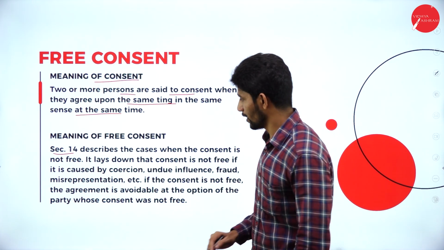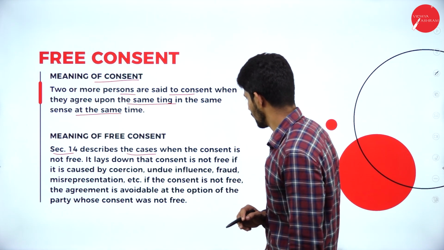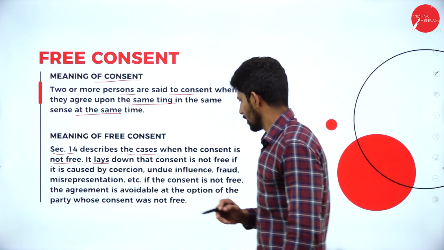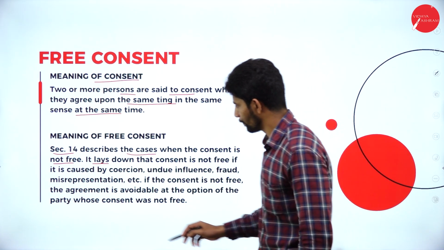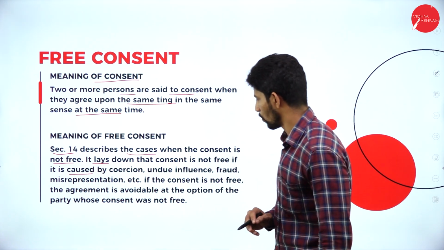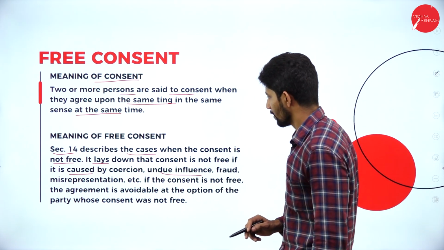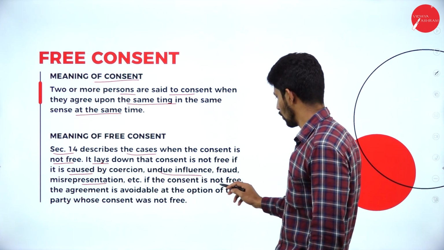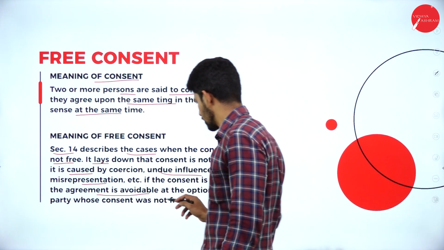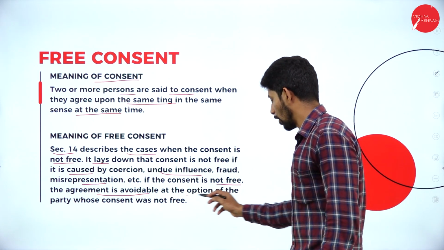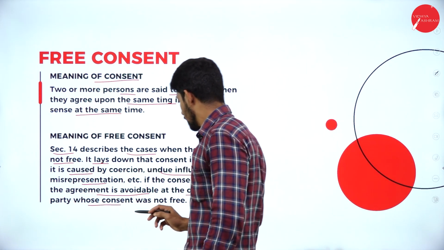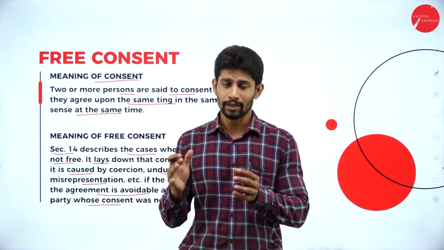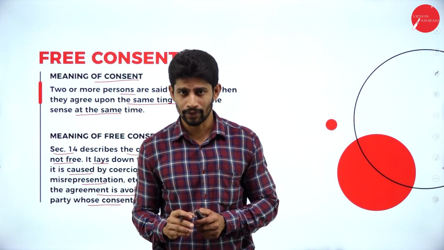So the meaning of free consent under section 14. Section 14 describes the cases when the consent is not free. It lays down that consent is not free if it is caused by coercion, undue influence, fraud, misinterpretation, etc. If the consent is not free, the agreement is avoidable at the option of the party whose consent was not free. Yes, free consent means all coming together and giving their consent, giving their approval.